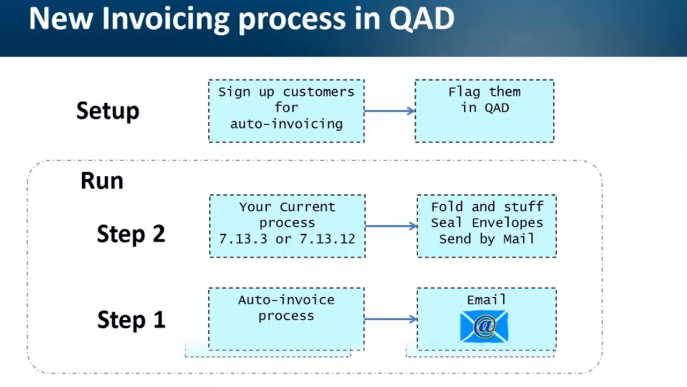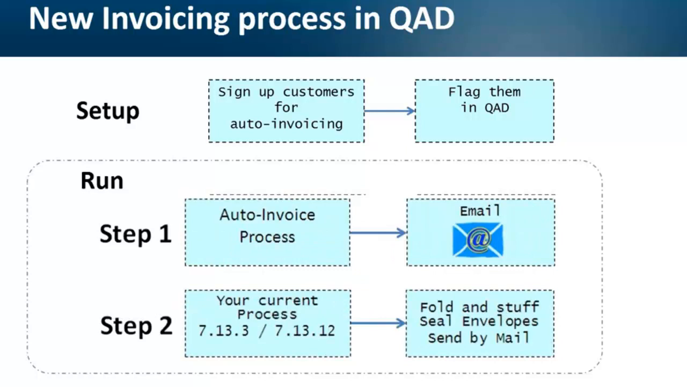The reason we need two steps is because we now have two sets of customers, those who want paper invoices and those who want electronic invoices, right? So that's why we have two steps. However, if we sign up all the customers to electronic invoicing, then we no longer need step number 2.